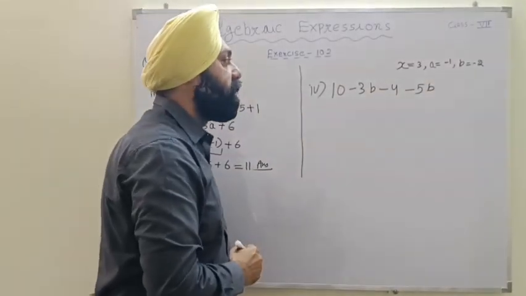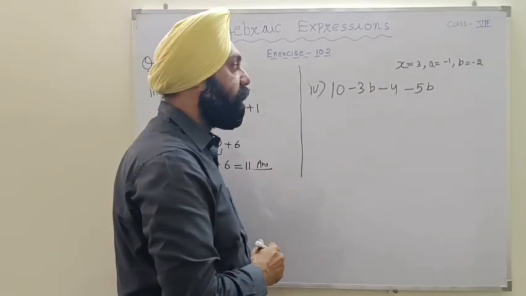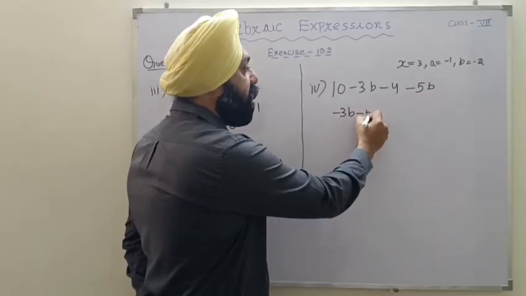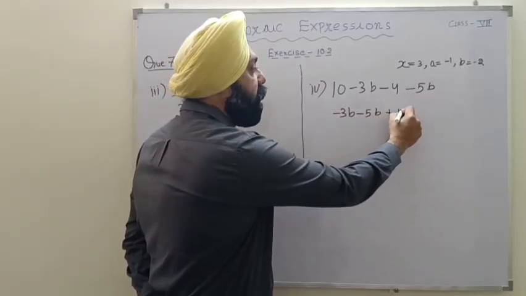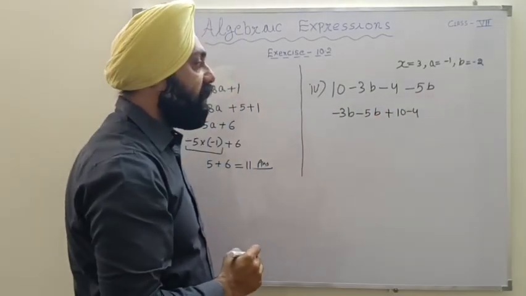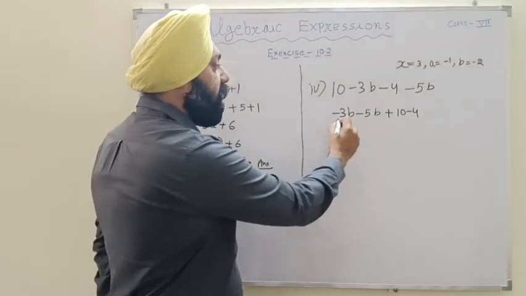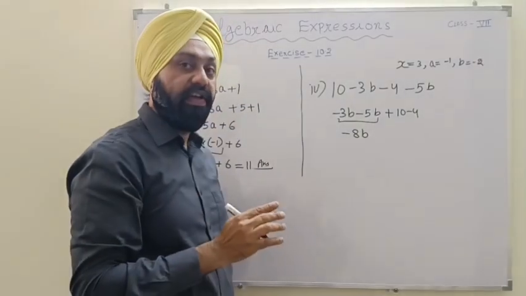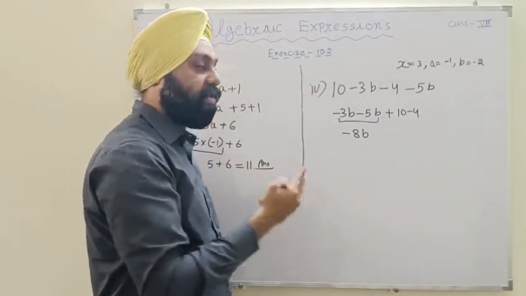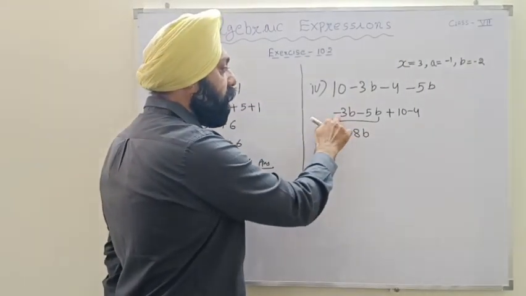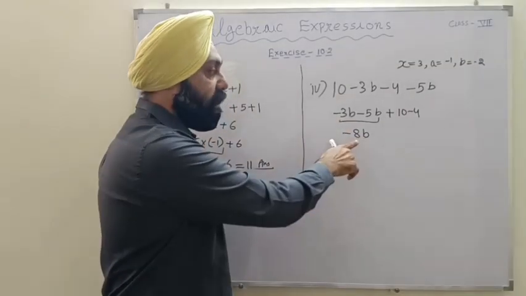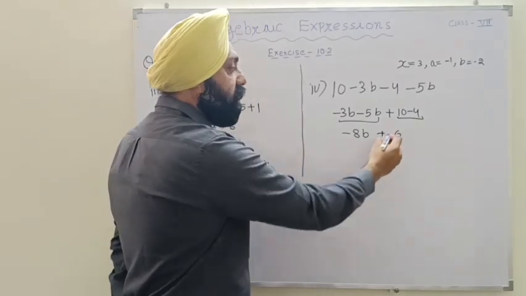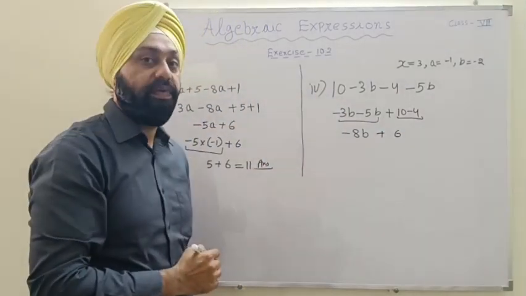Moving on to the next part, it is 10 minus 3b minus 4 minus 5b. What we can do is combine the like terms: we can write minus 3b minus 5b first, then plus 10 minus 4. So minus 3b and minus 5b will give minus 8b, because whenever we have the same sign we add and the sign will be that of the numbers, that is minus, so it is minus 8b. And 10 minus 4 will give 6. So this is the simplified form of this expression.